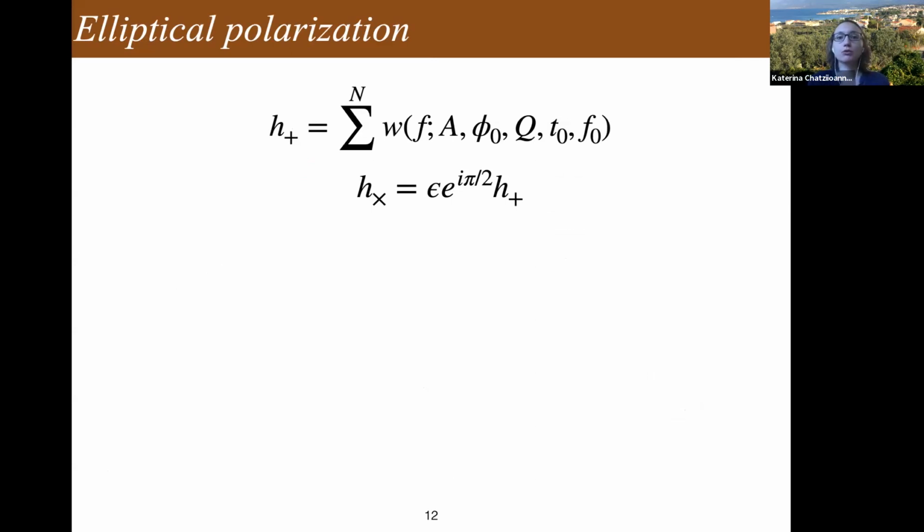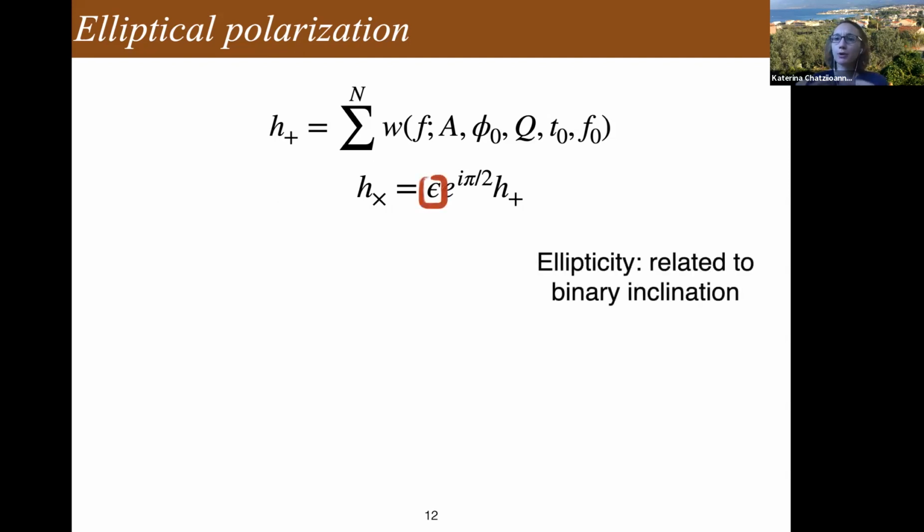In this case, your plus polarization is something generic. I've written it as a sum of wavelets. And the cross polarization is basically a phase-shifted plus polarization. This is a definition of elliptical polarization, essentially, where you have some parameter linking the plus and the cross polarization that is constant. So you basically have a constant rescaling between plus and cross.